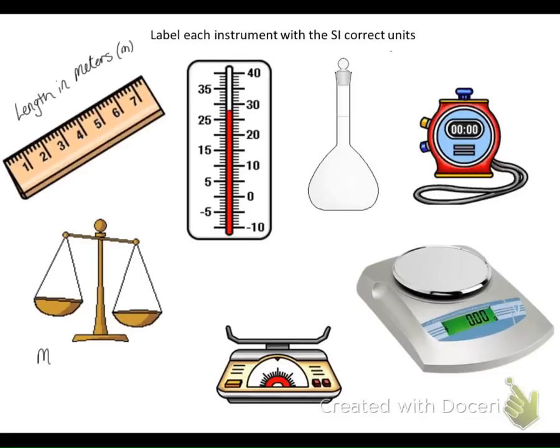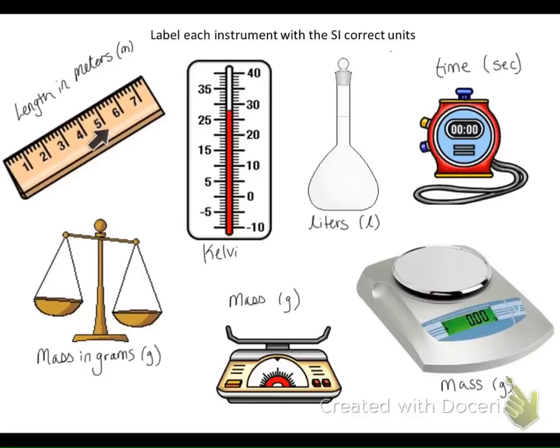So when we're talking about length and mass and temperature and all those things, here's just an example of all of those instruments. Right here we've got our ruler, so we would measure it in length. Right here we've got our thermometer, so in SI units we would measure it in Kelvin. Here's our volumetric flask, so in SI units we would measure it in liters. Here's our stopwatch, so in SI units we would measure it in time. And then down here, all three of these are our balances, so we would measure that with SI units in grams.